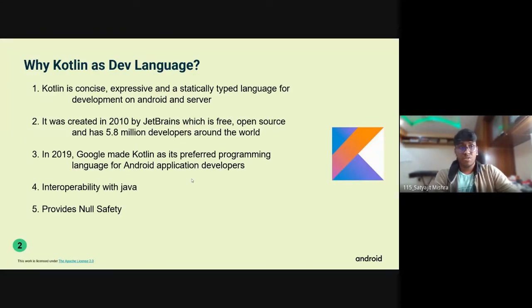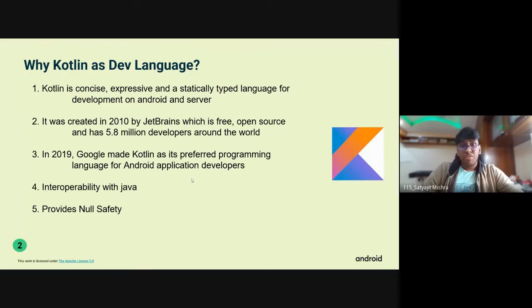It is free and open source, and has been used by more than 5.8 million developers around the world. It is one of the most loved languages in the world, and I think some of the most used apps that we use now are made in Kotlin. For example, Flipkart, Trello, Pinterest, Netflix, Airbnb. They are all made in Kotlin. And even Google apps like Google Drive, Google Photos, they're all being developed in Kotlin right now.